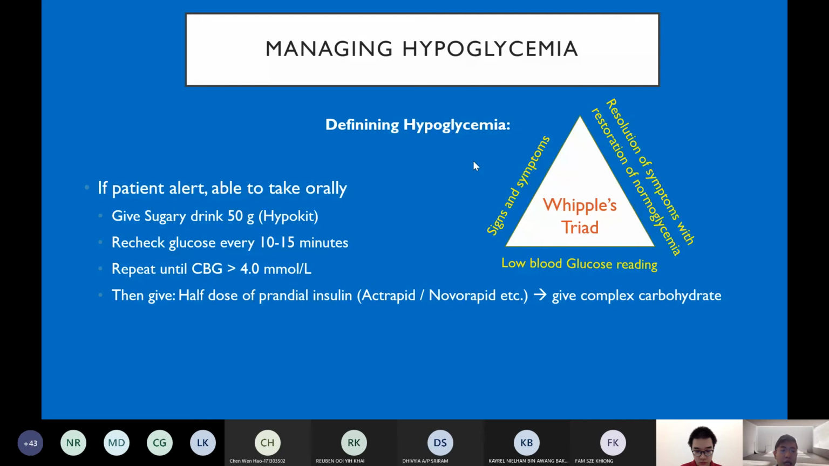And then if it's already near their meal time, once they achieve a normal blood glucose level, you can still give them a half dose of their prandial insulin, and then ask them to take their normal meals, either rice, bread, or whatnot. So they still need that insulin. Don't rush off and straight away withhold the insulin if they're going to eat, because otherwise the blood glucose will shoot high up again.